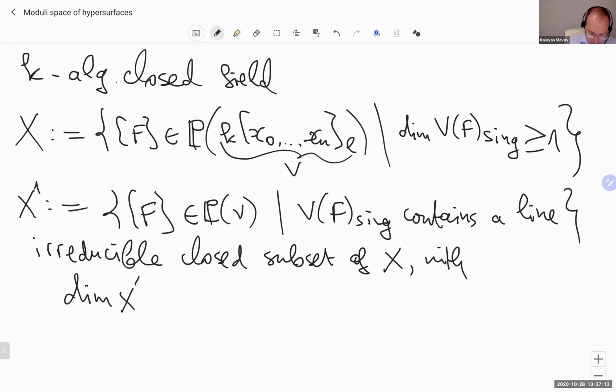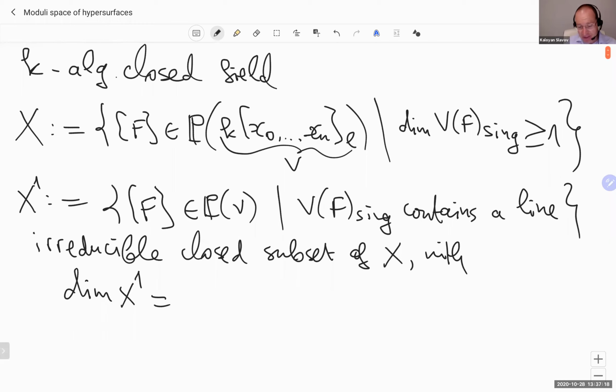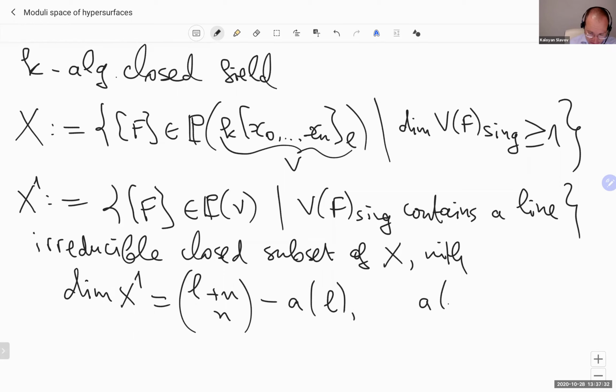It's easy to calculate the dimension of X1. It's the dimension of the Grassmannian of lines plus the dimension of the space of hypersurfaces singular along a given line. And what you get is (L+n choose n) minus the quantity I'll call A(L), where A(L) is equal to nL plus 4 minus 2n. That's a very easy calculation, an irreducible closed subset of this dimension. And this is our candidate for the irreducible component of X of largest dimension.